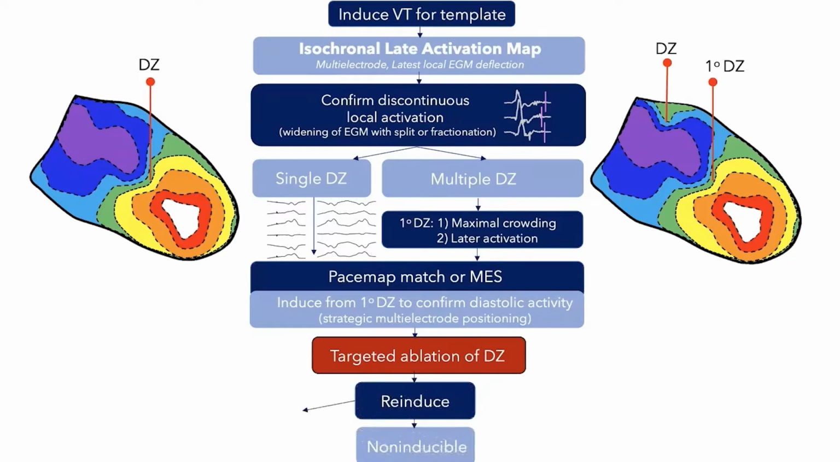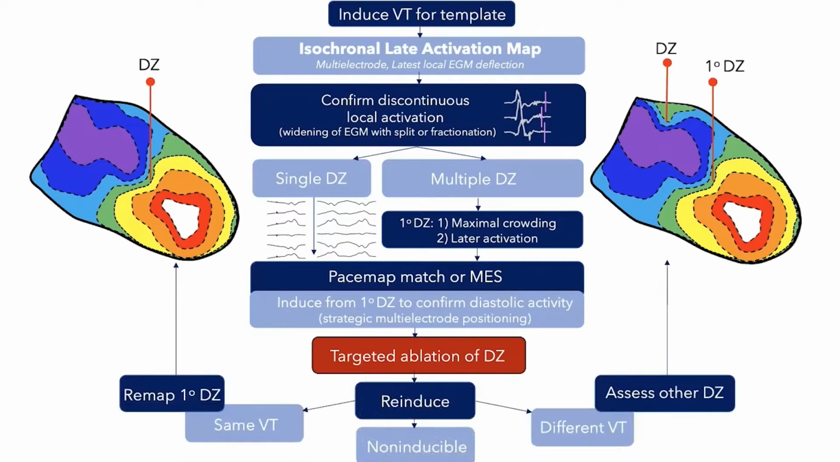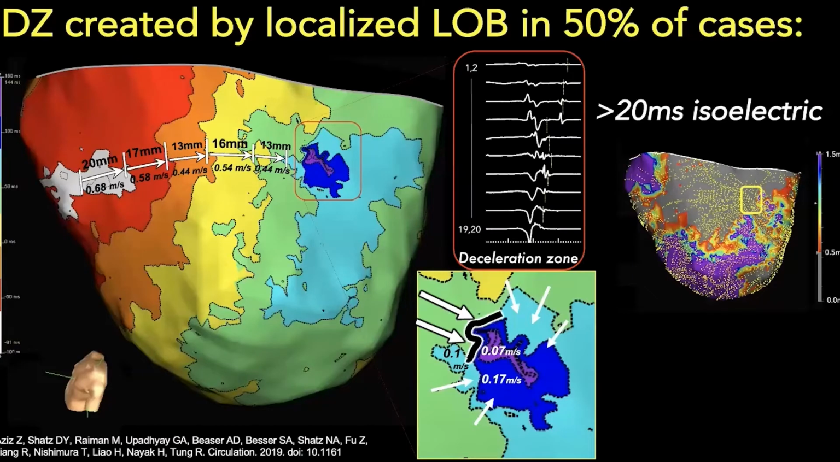If it's not inducible, we're done. If it's still inducible for the same VT, we reinterrogate that deceleration zone. If there's another VT, then we reassess the other deceleration zone for functional significance. These deceleration zones are nothing more than pebbles in a stream. They are fixed barriers that create a discontinuity of the wavefront, and we found that over 50% of them are actually created by a localized line of conduction block, evidenced by split signals.